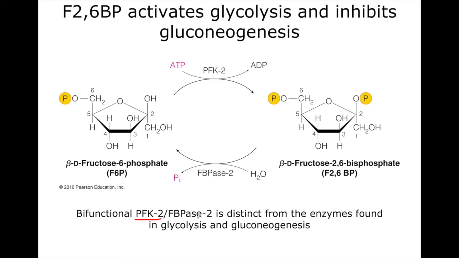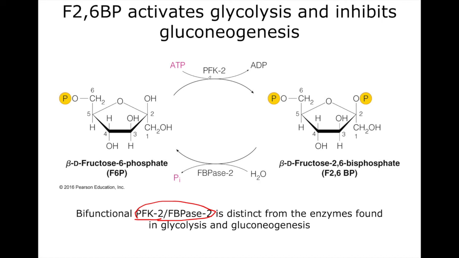Okay, so this bifunctional enzyme has a kinase and a phosphatase domain, so it can phosphorylate our substrate to produce that key regulatory molecule, or it can break it down by removing a phosphate and therefore control glycolysis and gluconeogenesis.